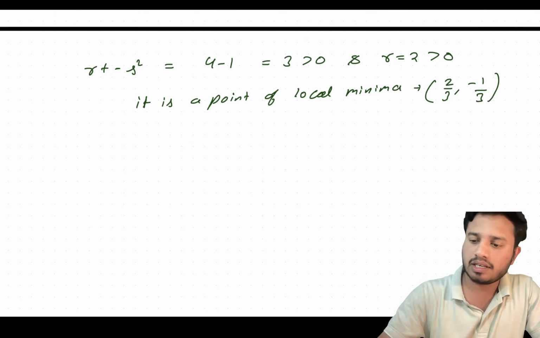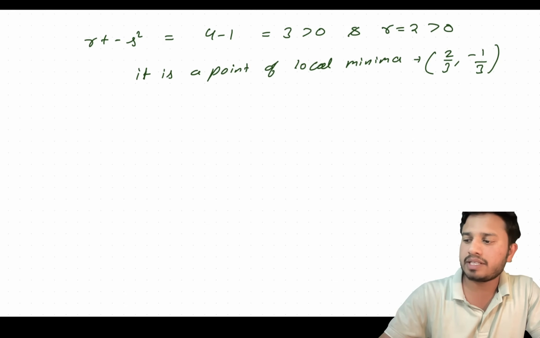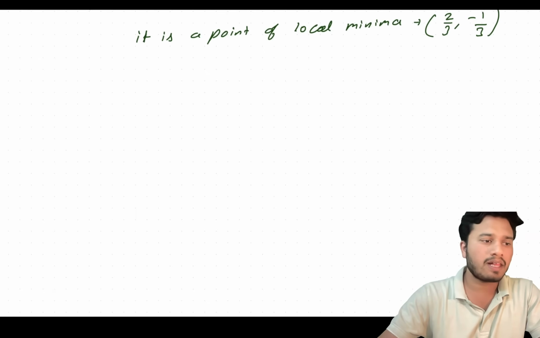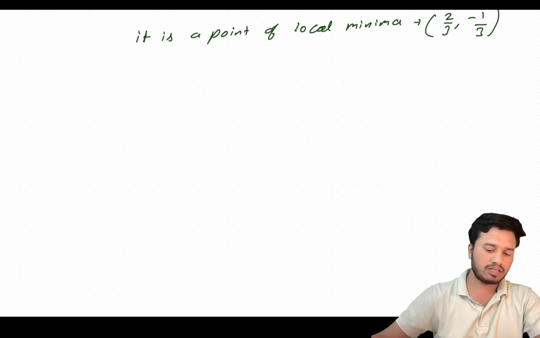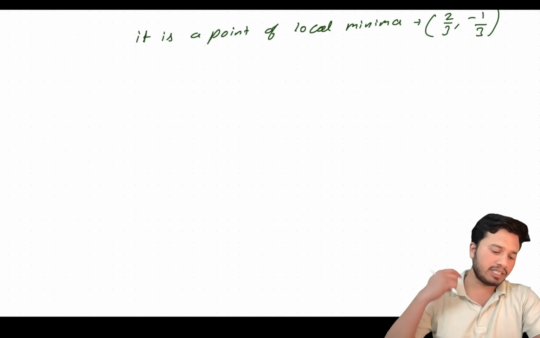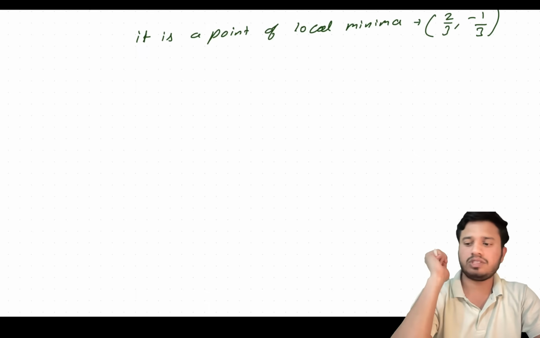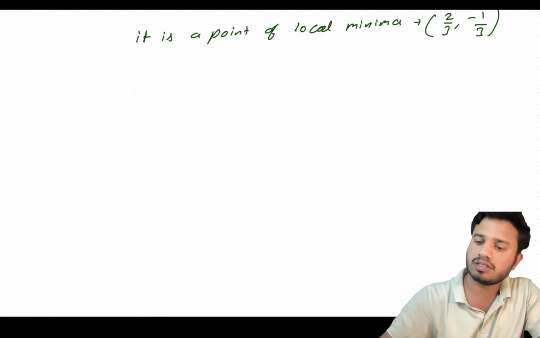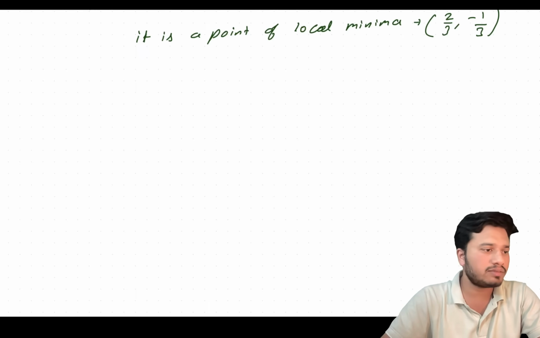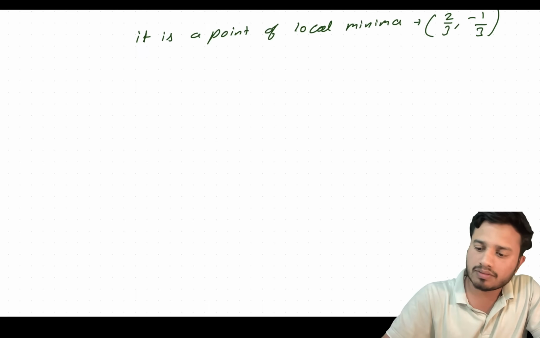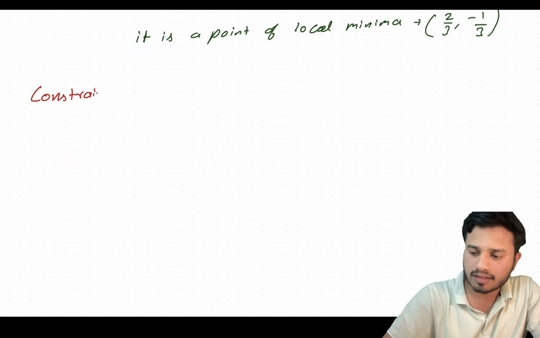Now, in any equations, economics or mathematics, there are not direct optimization problems. There are always some constraints on which we have to check the stability of the curves. Now I'm going to talk about constrained optimization.